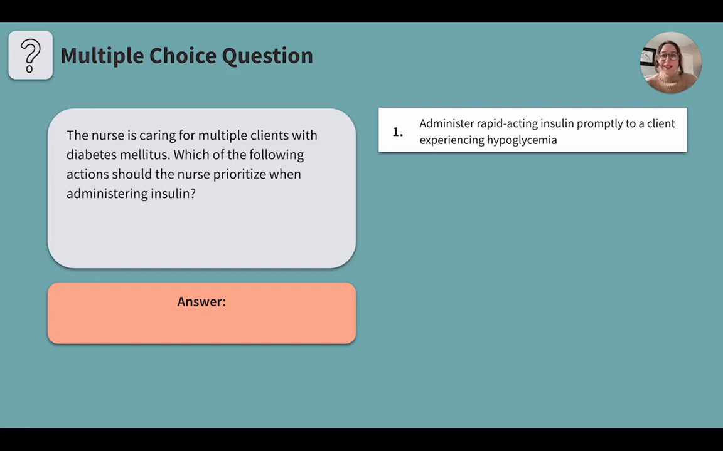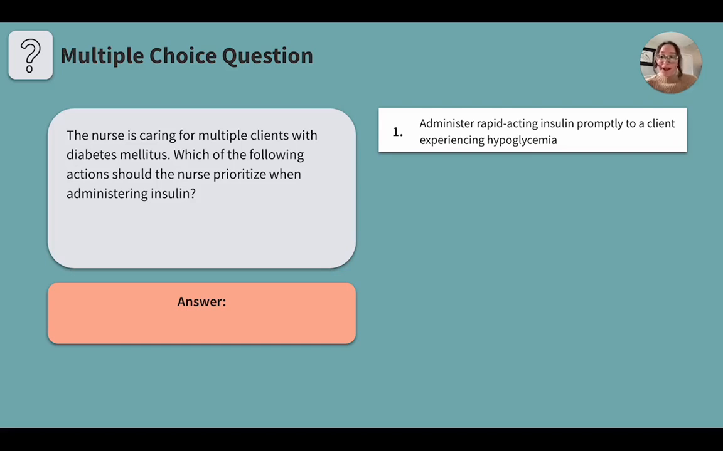So first, let's think about rapid-acting insulin. Can you think of any types of rapid-acting insulin? Lispro and Aspart are two great examples. Okay, what about how rapid-acting insulin works? It typically works within 15 minutes of administration and is used to manage blood sugar spikes after meals.